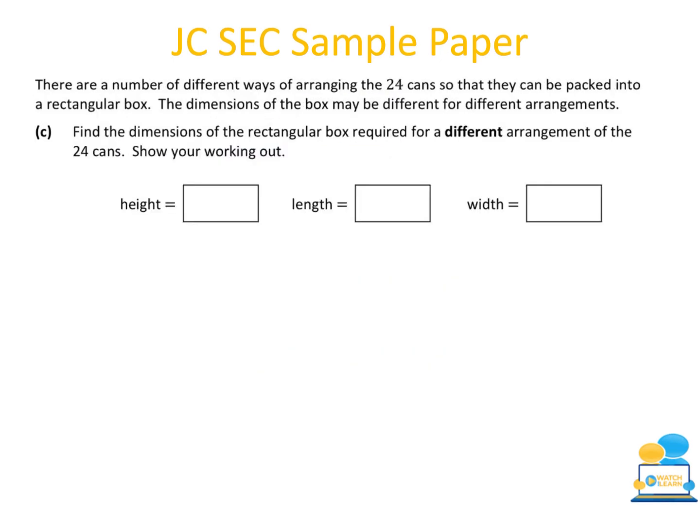So the last part of the question then is there are a number of different ways of arranging the 24 cans so that they can be packed into a rectangular box. The dimensions of the box may be different for different arrangements. Find the dimensions of the rectangular box required for a different arrangement of the 24 cans and show your working out. So basically there's lots of different answers you could give for this. They're asking you to rearrange the 24 cans so that they're still in the shape of a rectangular box, but different to the diagram they gave you previously.